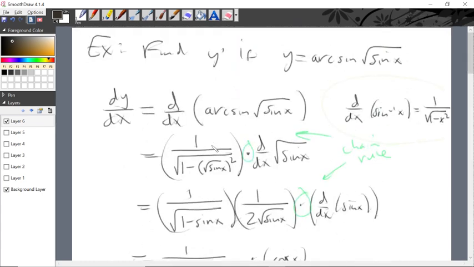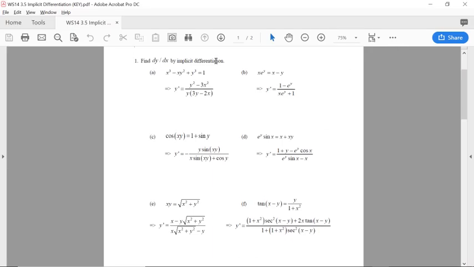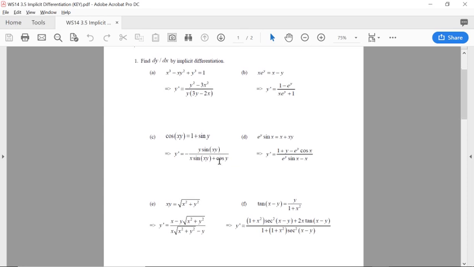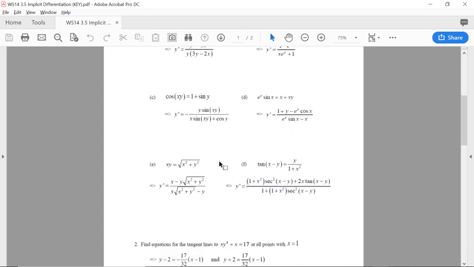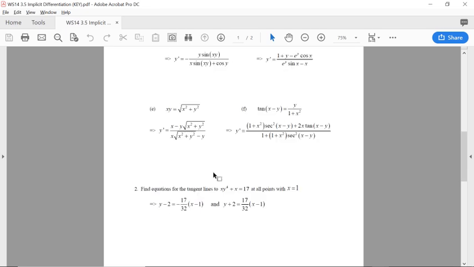Okay, now take a look at the worksheet exercises. I give you some answers here. Let me know if you run into any typos. I don't believe there are any, but in case you run into any, or if you want to talk about any of these, just let me know. Okay, find dy dx. Some of them are a little nastier than others. Let me know if you need any help.